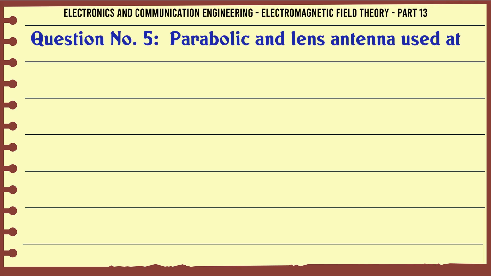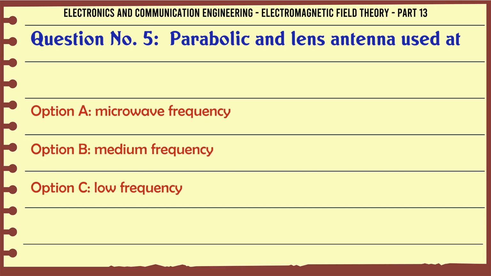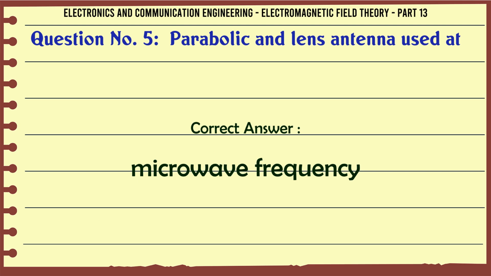Parabolic and lens antennas are used at A: microwave frequency, B: medium frequency, C: low frequency, D: high frequency. The correct answer is microwave frequency.